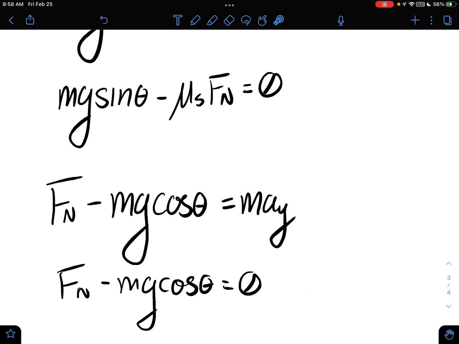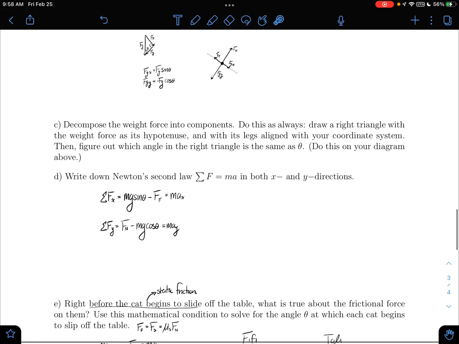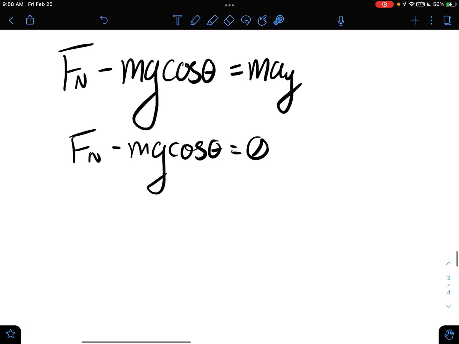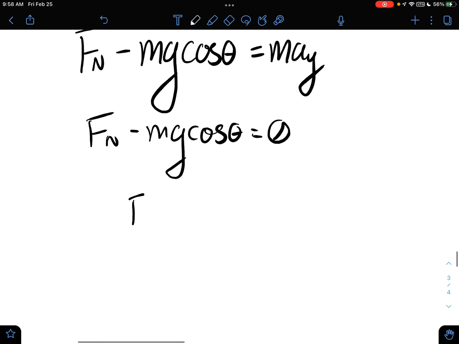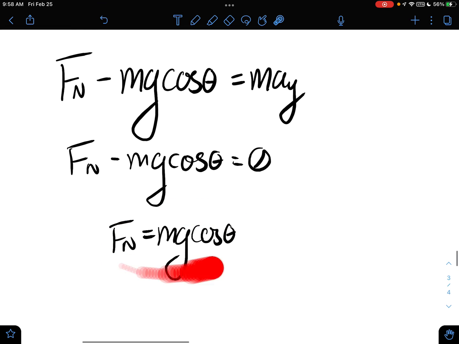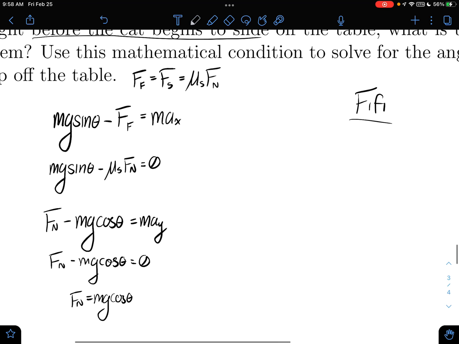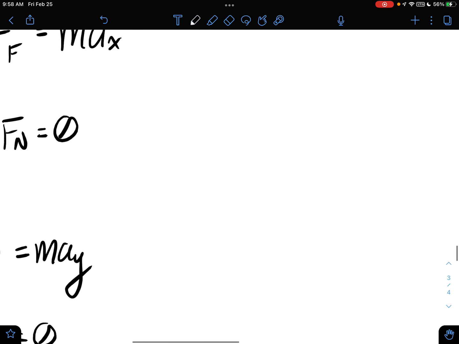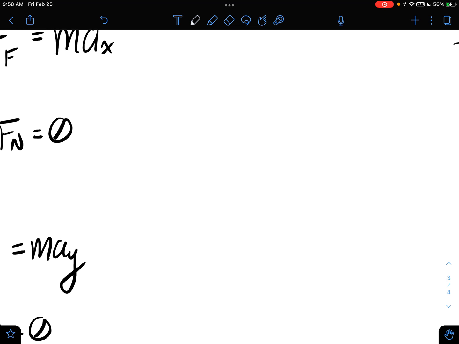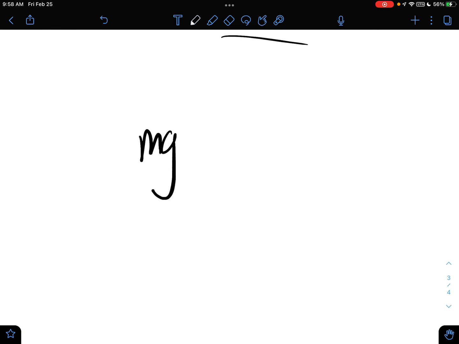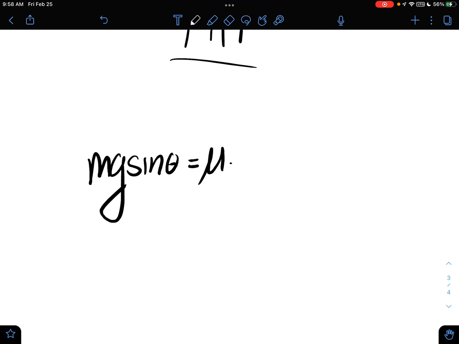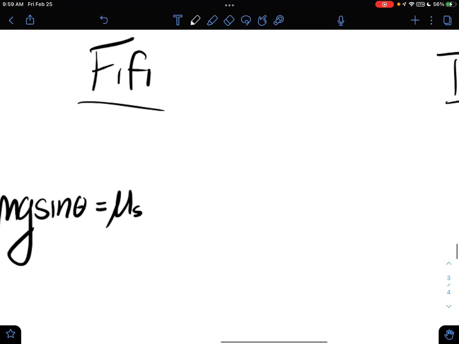This is because the cat's not jumping up off of the table. It's just sliding down parallel. It's not moving perpendicular to the table. So I'm going to solve this for Fn. Fn is our mg cos theta, and I can plug this in up here for our Fn. We get that, and if I bump this to the other side, our mg sine theta equals our mu s mg cos theta.